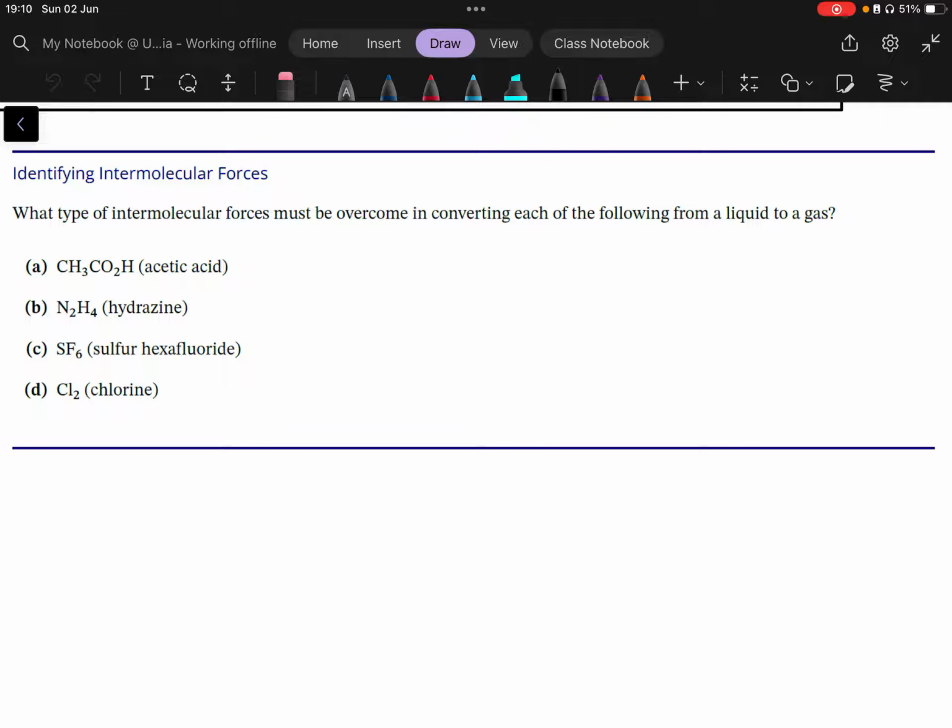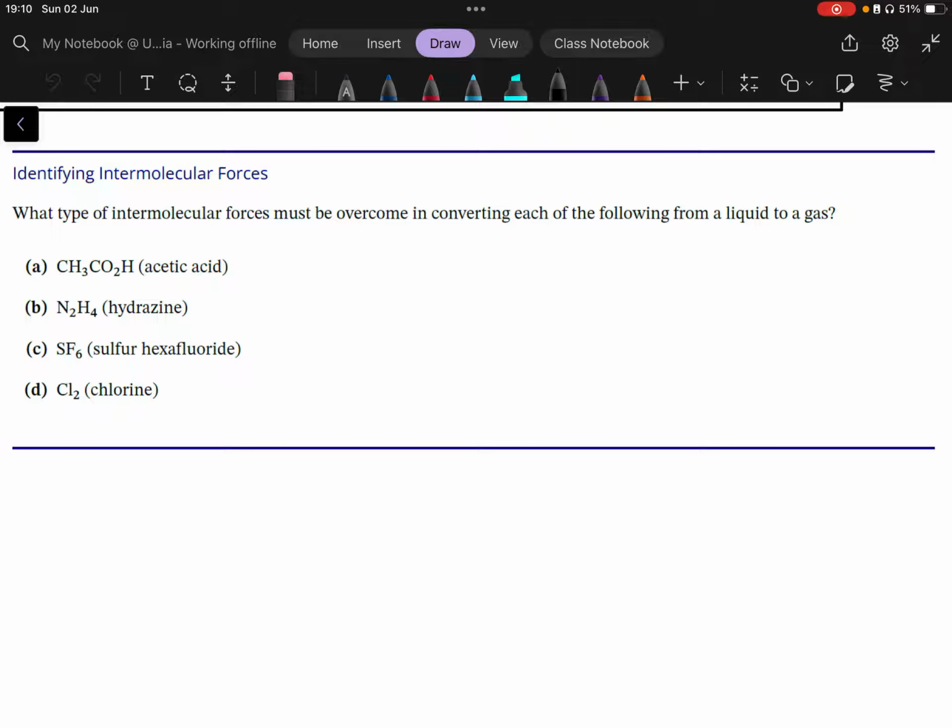So let's look at how we can identify intermolecular forces. We're given a couple of substances, and we're asked to identify what intermolecular forces must be overcome in converting each of the following from a liquid to a gas. It's important to state it's in the liquid phase, because in the gas phase, you won't, for example, have hydrogen bonding interaction. You'll only have that in the solid and the liquid phase in water, for example. But that's the only reason why that's important to note.